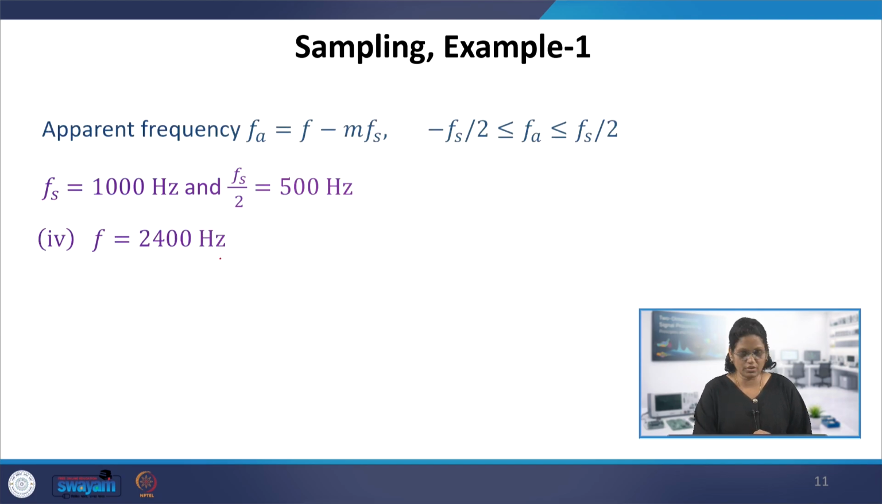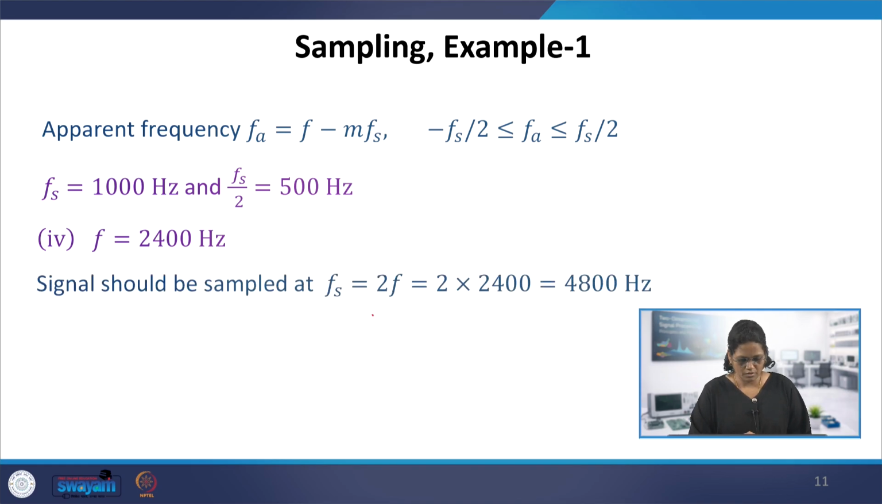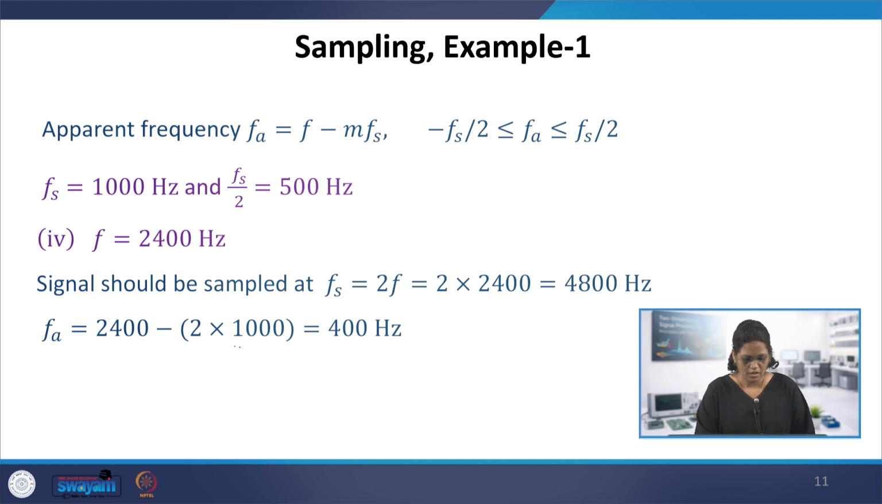Now the fourth case, we can take this as 2400 hertz, because Fs is 1000 hertz here, and obviously this will also result in aliasing. Is there any phase reversal or not? Here it should be sampled at least at 4800, but it is not so. So 2400 minus the closest value of m Fs, 2 into 1000, results in 400. So the signal appears as 400, though it doesn't require any phase reversal. Because there is no negative sign in it, it is going to be cos 2 pi 400t plus theta. So there is no phase reversal.